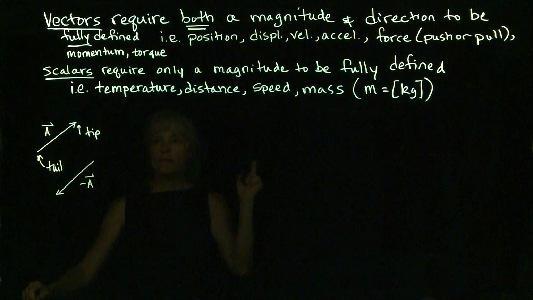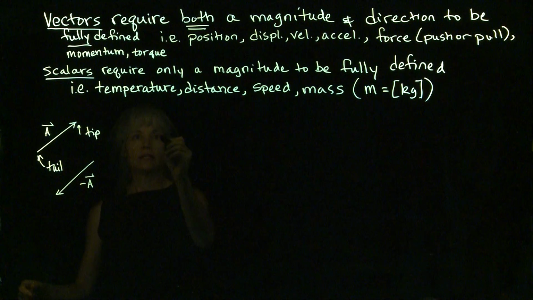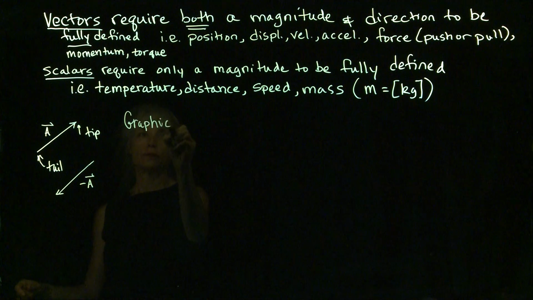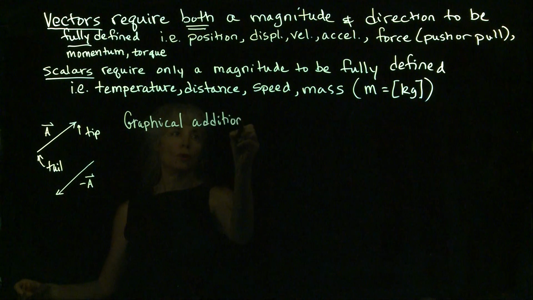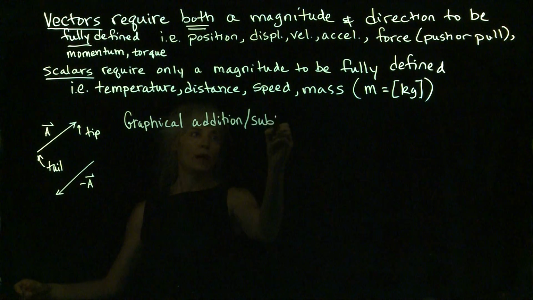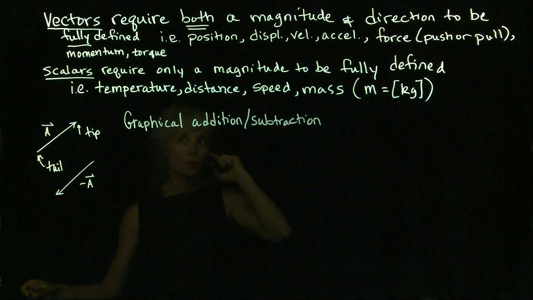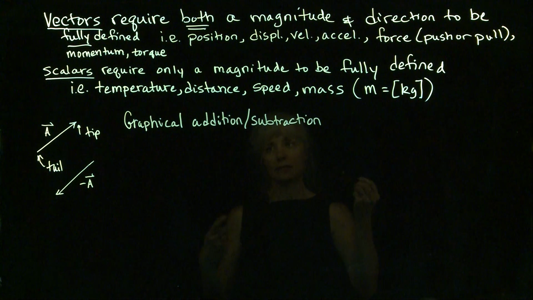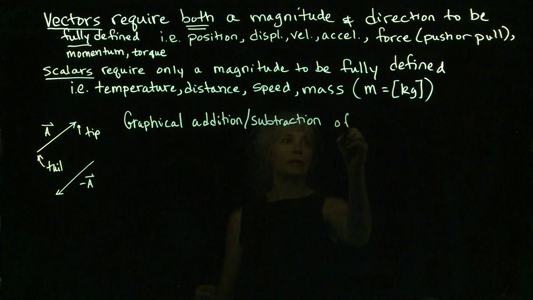How do we add vectors graphically? Well, there's a couple of different ways we can graphically add vectors. This is graphical addition of vectors. By the way, we're also going to be talking about subtraction as well, but we're also going to be using addition when we discuss subtraction, because again, we're just going to be adding a negative. It's the same thing as subtracting. So graphical addition, subtraction of vectors.